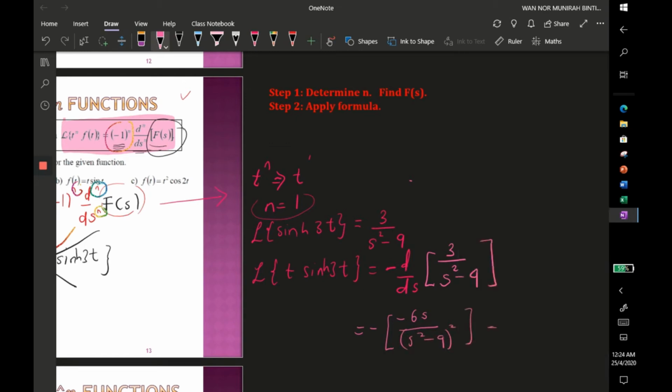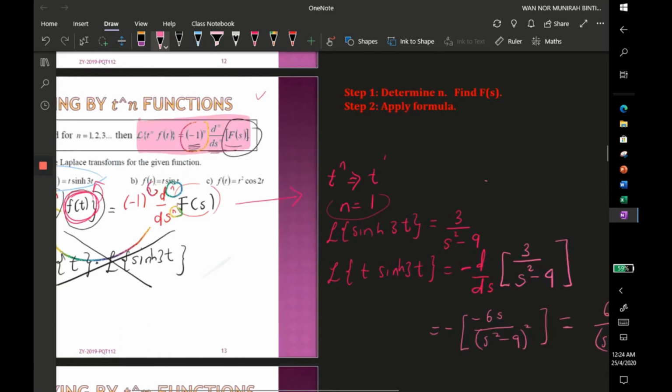Okay, so our solution is negative, negative is positive, positive. So I have 6s over s squared minus 9 squared. Easy, right, the property? Okay, let's move to the second example.